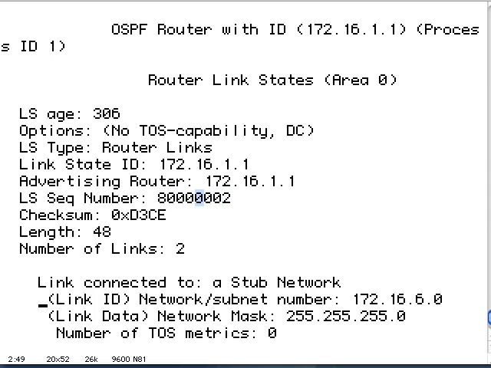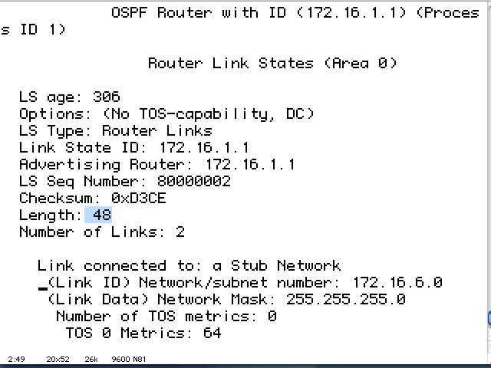0x80000001 is the first one, and then 0x80000002 is the second one, and it will go up from there until it reaches the max int, and then it will start over at the bottom. It has a checksum. It has a length. The LSA length, I believe, is 48 bytes in size.